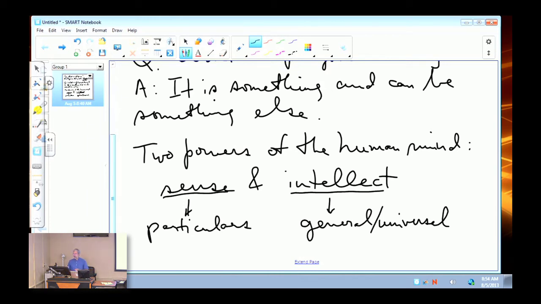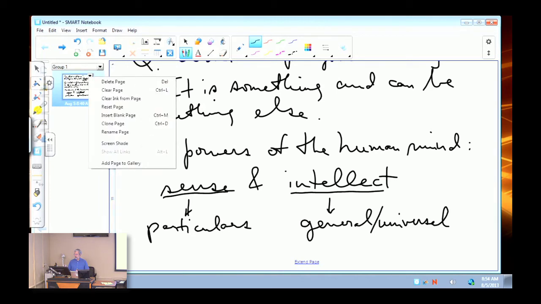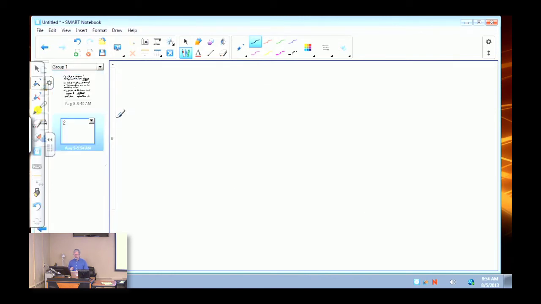Okay, so to emphasize this, let's see, I need to try to add a page here. No, we don't want to do that. Insert blank page, maybe. Okay, good.